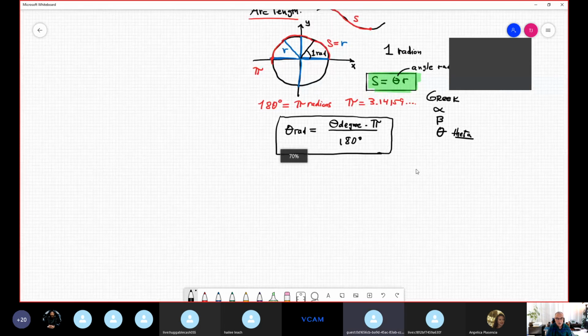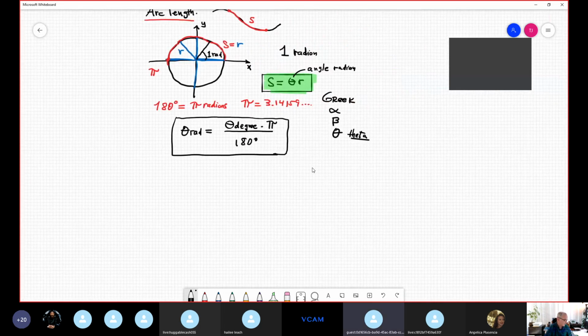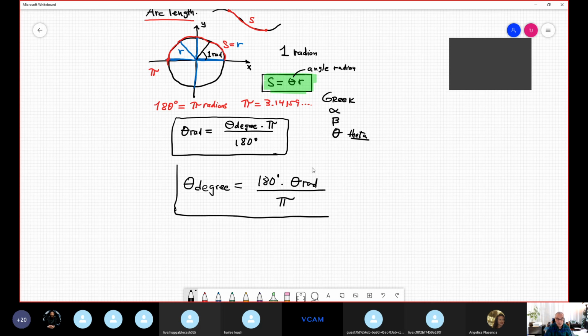Yes, Professor. And likewise, theta in degree, it's the same formula, but expressed in a different way. It is equal to 180 degree multiplied by theta in radians over pi. These are two important formulas that allow us conversion from degree to radian or radian to degree.